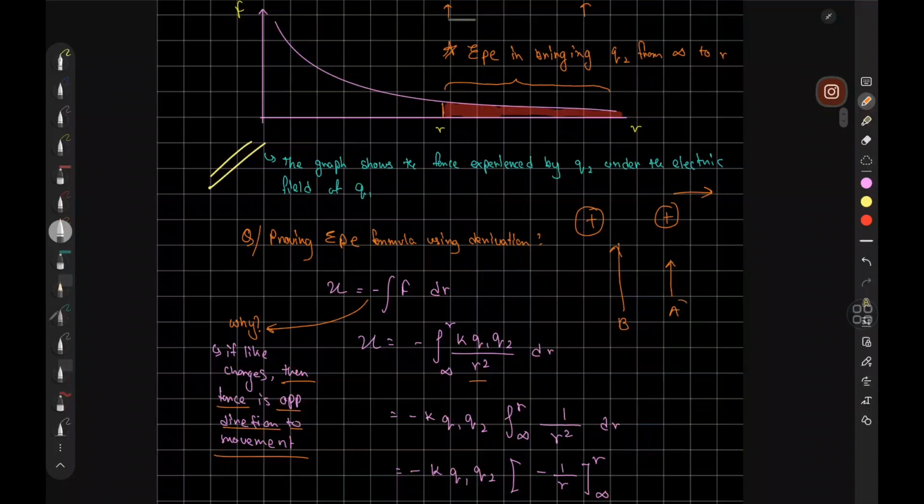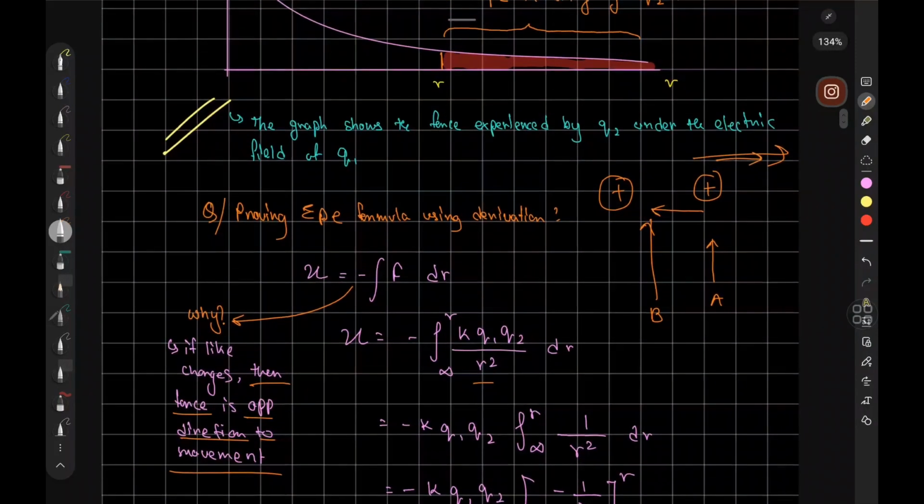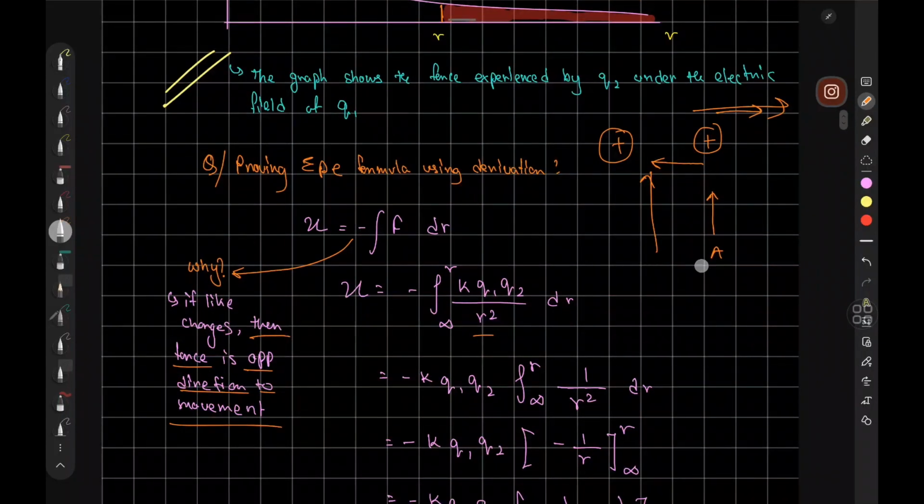However, the movement is from A to B though. The movement of the particle charge is from A to B, because you're doing the work done. You're pushing the charge from A to B. So the movement is from A to B. However, the force by this is being exerted rightwards. So notice that your direction of force is opposite to the direction of movement, and that is why we use the negative sign.